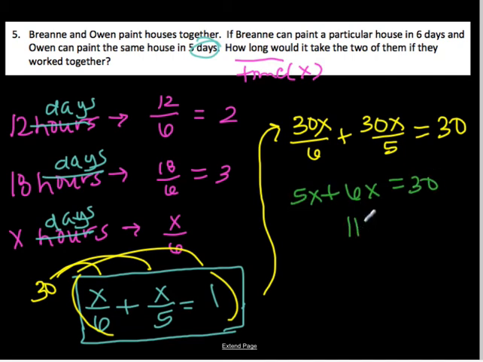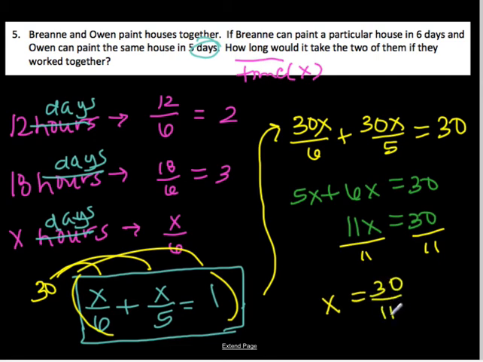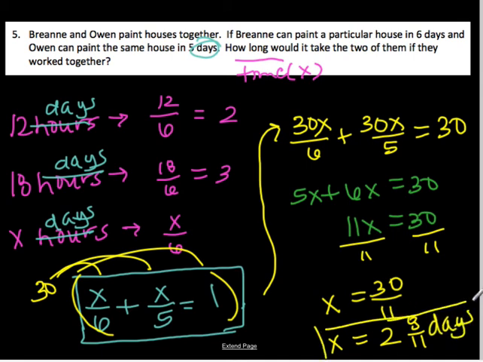5x plus 6x is 11x. And then to solve, I would divide both sides by 11. So x will equal 30 over 11, or I would say that this is 2 and 8/11, and my proper label would be x is the time, and we're talking about in days. Okay, so there is example 5. If you have any questions on example 5, please be sure to ask.